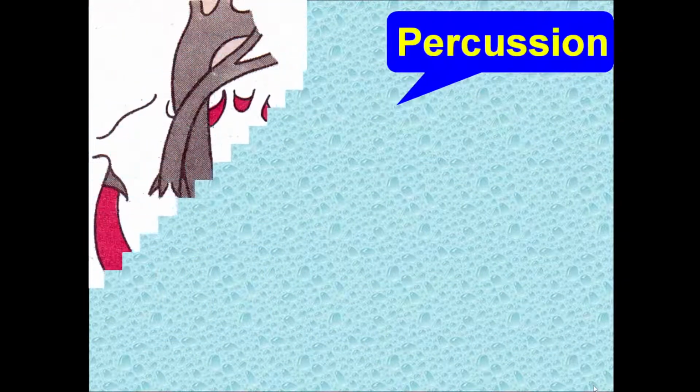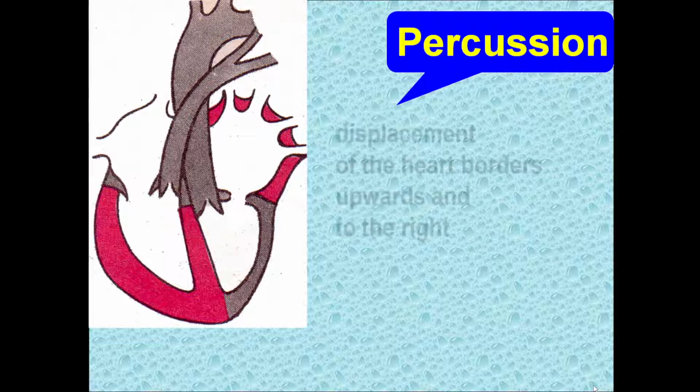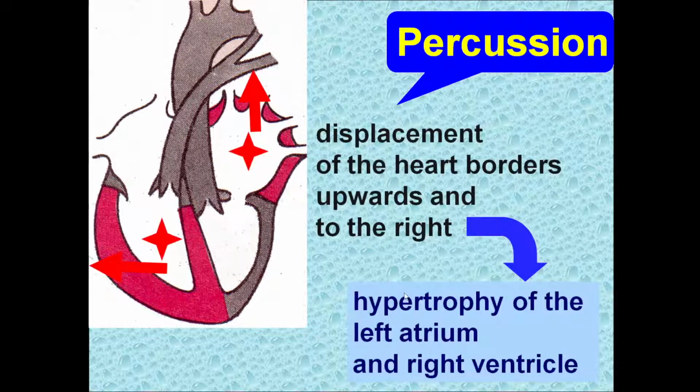On percussion, we will reveal displacement of the heart. We remember that two heart chambers are involved in the pathological process, the left atrium and the right ventricle. As a result, the heart is displaced upward and to the right due to hypertrophy of the left atrium and right ventricle.